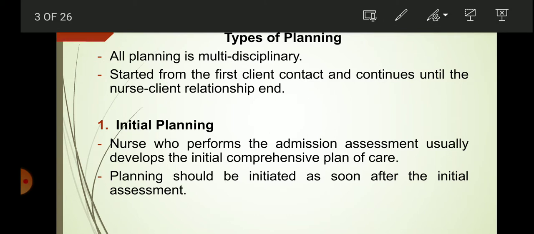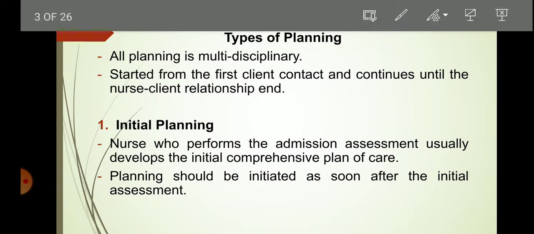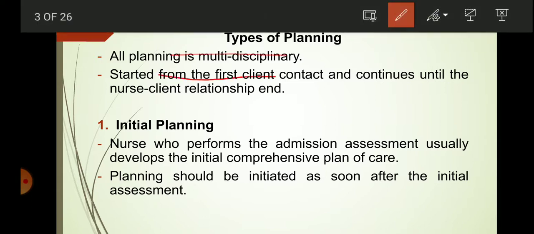So, there are types of planning, and we will discuss them one by one. By the way, planning is multidisciplinary. It starts from the first client contact and continues until the nurse-client relationship ends. When does the nurse-client relationship end? Of course, when the patient is already discharged. But we have to remind ourselves that there is the term continuity of care, wherein we give instruction to our clients to follow up at their RHU or their nearest barangay center or station, so that they can follow up regarding their health condition.